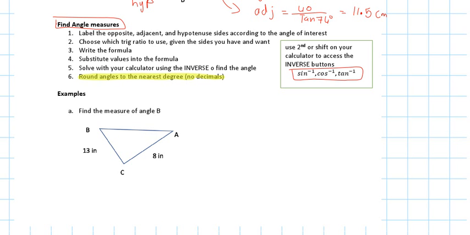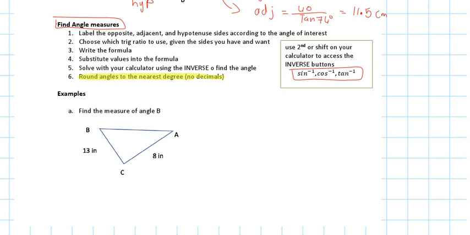So when you do shift and then this, let's say you have 0.256, and then do shift sine, that will give you the angle. So you have to press either the shift, the inverse, or the second button. Different calculators have different options.